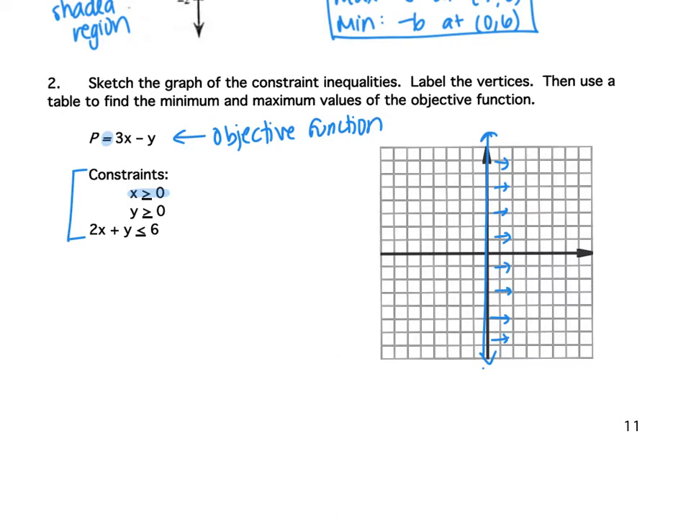Okay, next one. That y is greater than or equal to 0. Again, make sure that you use a straight edge. That'll be here. Greater than is up. Again, I'm just going to use arrows to indicate which way I would shade.